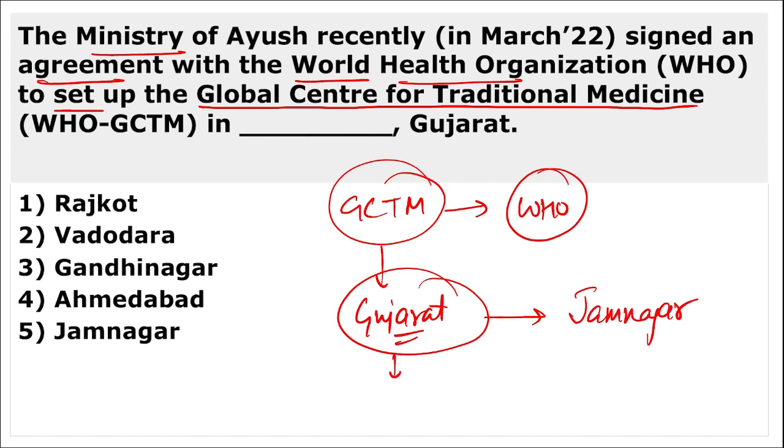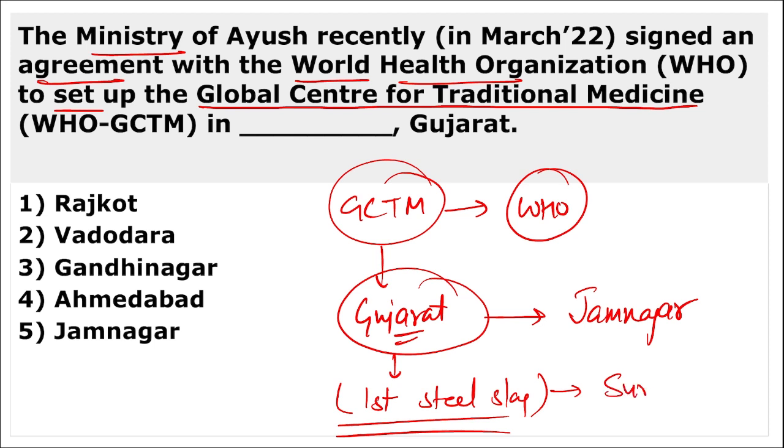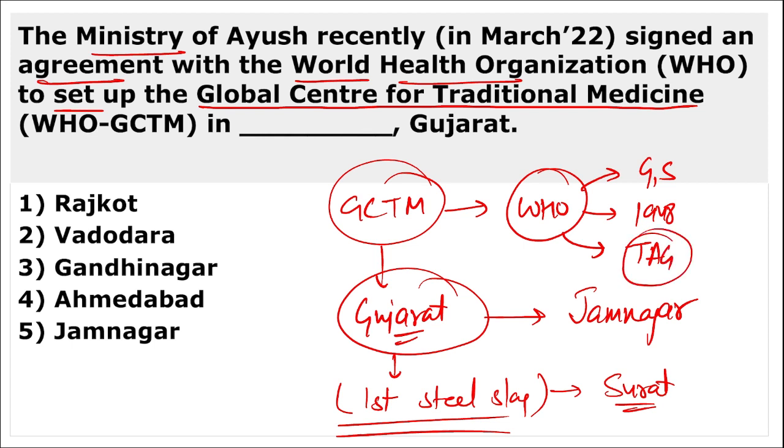If we are talking about Gujarat, remember, the first state to get the steel slag road is Gujarat. And in Gujarat, it is Surat that will be getting the first steel slag road. Alright, then if we are talking about WHO, remember where is the headquarter? It is in Geneva, Switzerland. It was founded in the year 1948, and who is the Director General? Tedros Adhanom Ghebreyesus is the current Director General of WHO.